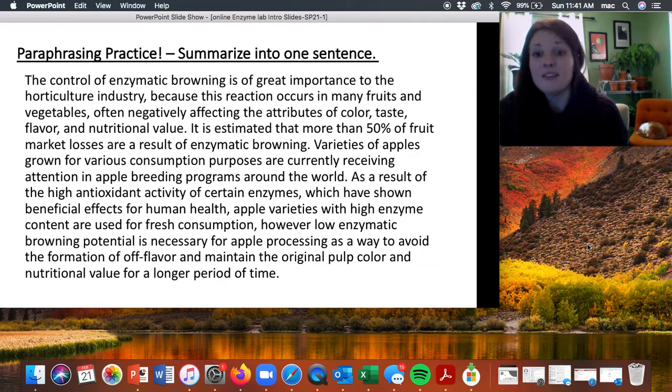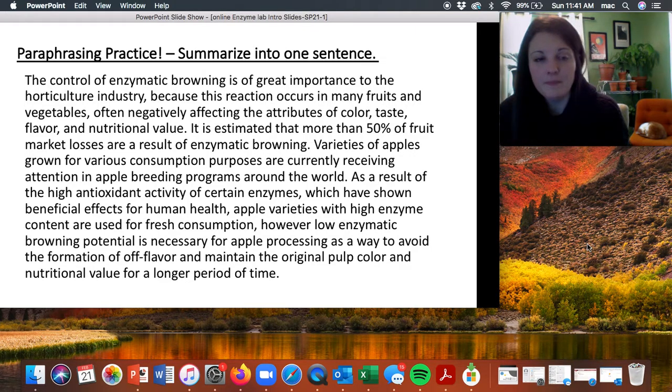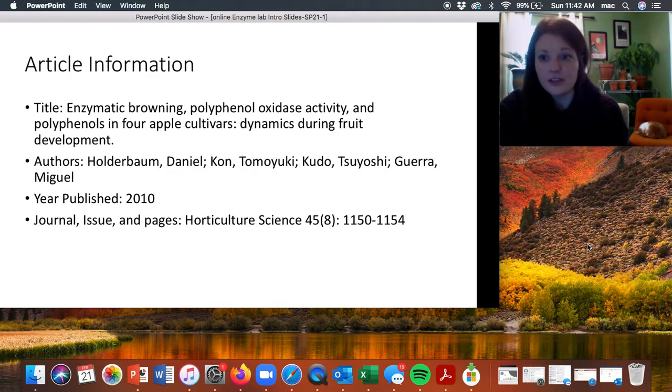You will have to have a literature cited portion in your lab summary again. So this will be on Canvas so that you don't have to come back to this part in the video and actually pause it and read it and paraphrase it. So we'll have that on Canvas for you so that you can access that easily. And here is your information for the article.